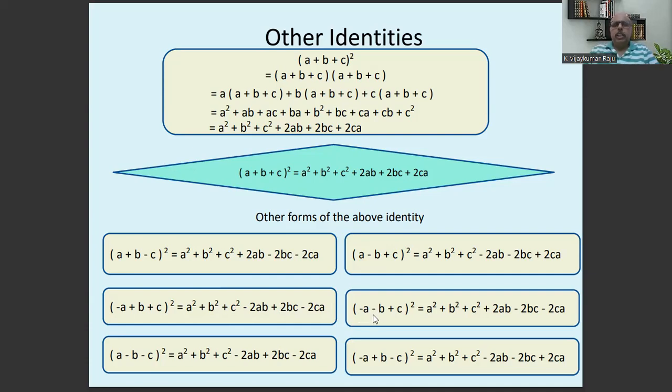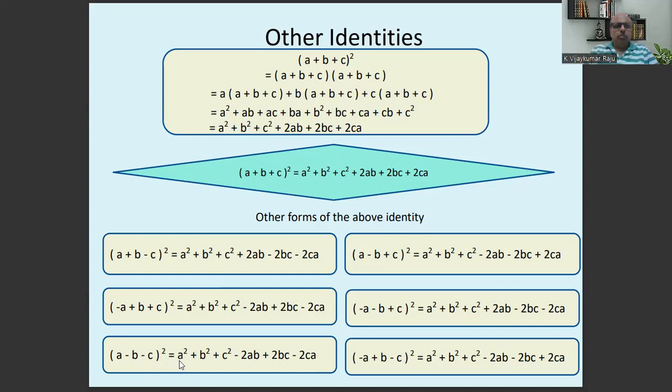Minus A minus B. Now both are negative. A is also negative, B is also negative. Then in that case, A square plus B square plus C square. A is negative, B is negative, minus minus will become plus, will become plus 2AB. Here only B is negative, C is positive. Plus minus is minus. Minus 2BC. Here A is negative, C is positive. So minus plus is minus. So it will be A square plus B square plus C square plus 2AB minus 2BC minus 2CA.